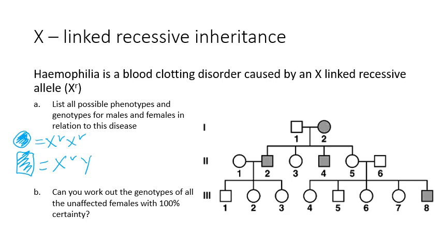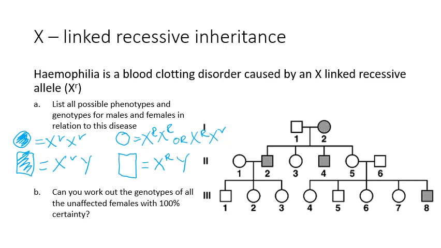The unaffected individuals, so an unaffected female, so the ones that are not coloured in, they could actually have 2 possible genotypes. So X capital R, X capital R, so the homozygous dominant, or they might have X capital R, X lowercase r, being the heterozygous individuals. For the male, an unaffected male can only have 1 possible genotype, and that would be X capital R, Y.